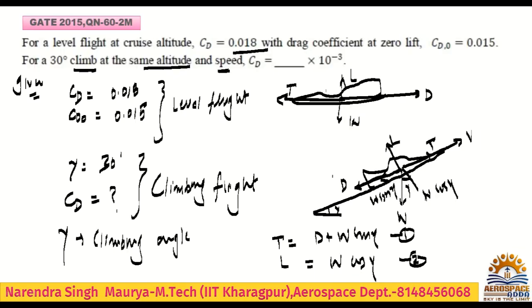So now we can write this. CDI for steady level flight, what value may you get? You may get K for the sea level. Check. What is the lift? Lift is equal to weight. Drag is equal to weight. Thrust is equal to drag. But for the climbing case, what is the lift? L is equal to W cos gamma. You need to remember this.